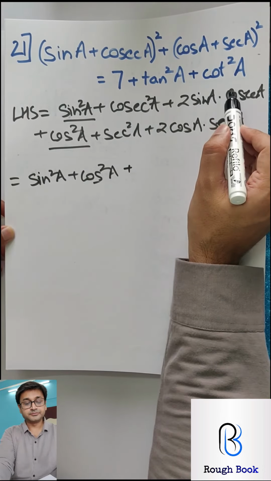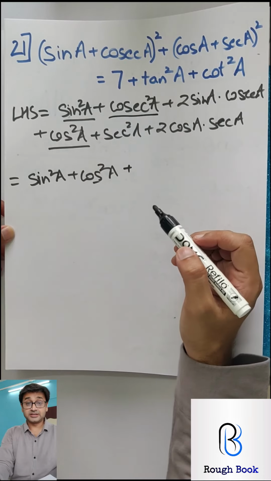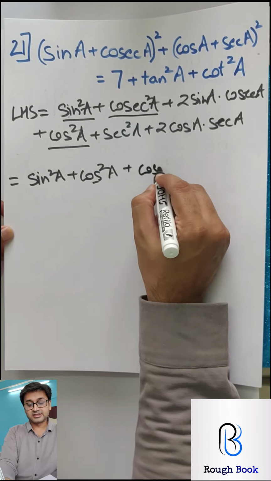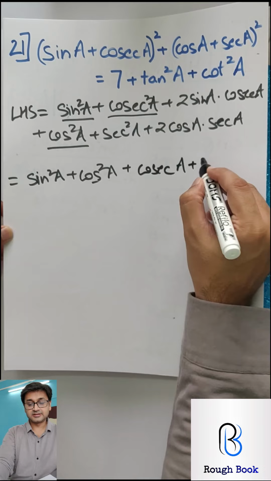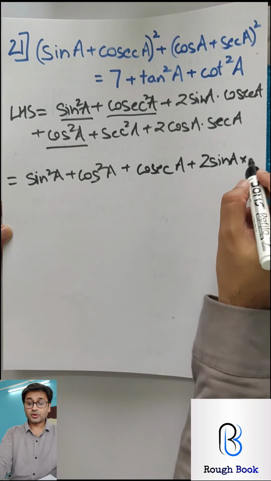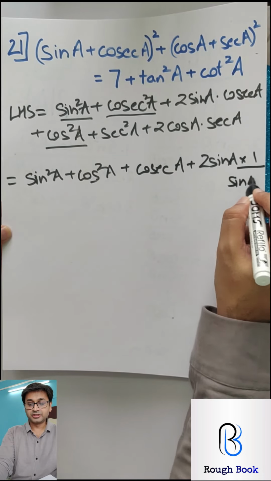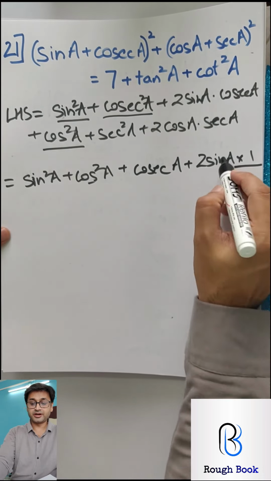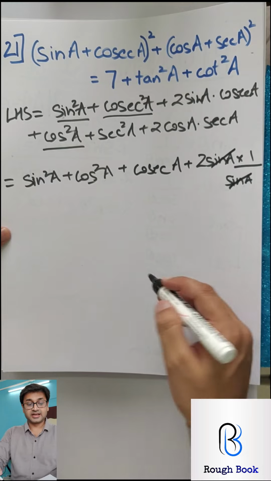Do I need cosec? No. Can I change cosec? Yes. We will do that in the next step. Right now keeping it as it is. 2 into sin A into, what is cosec? 1 upon sin. Do we know this very well? Yes, we do know it, right? Why did I do this? So that this can get cancelled.